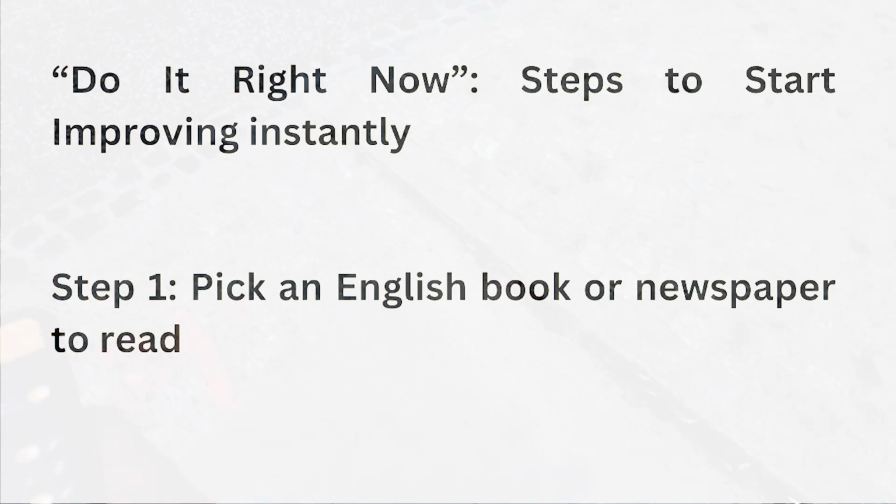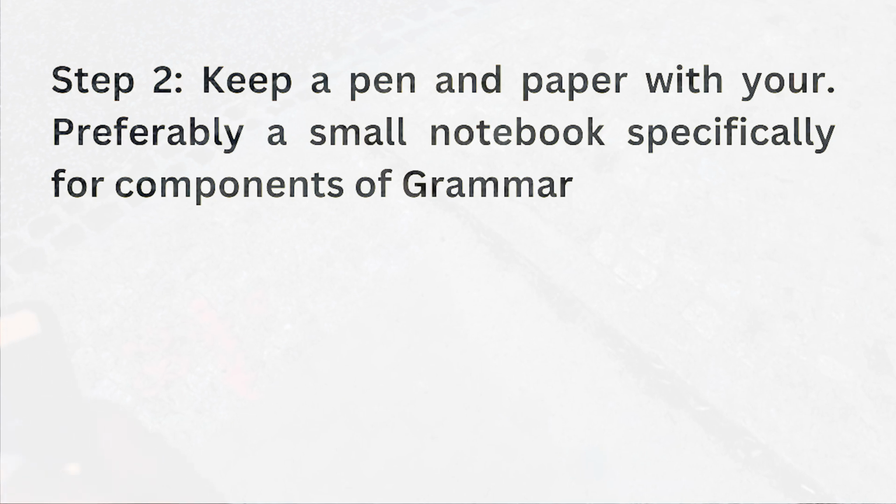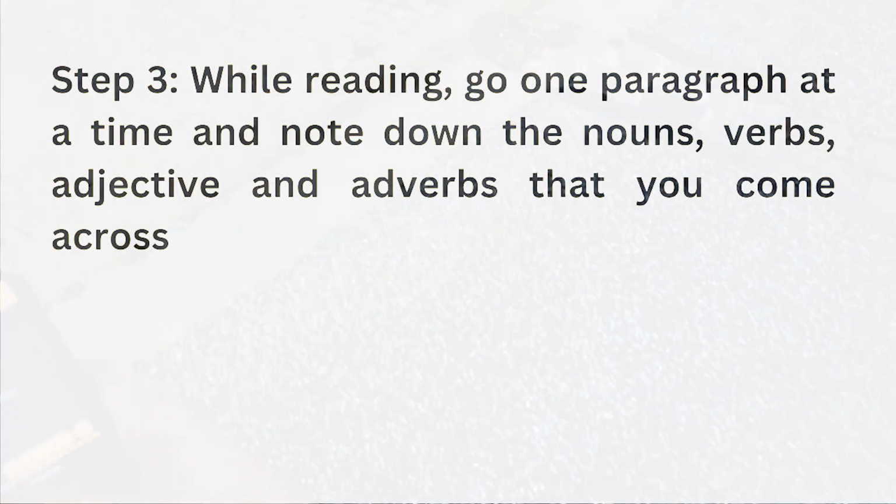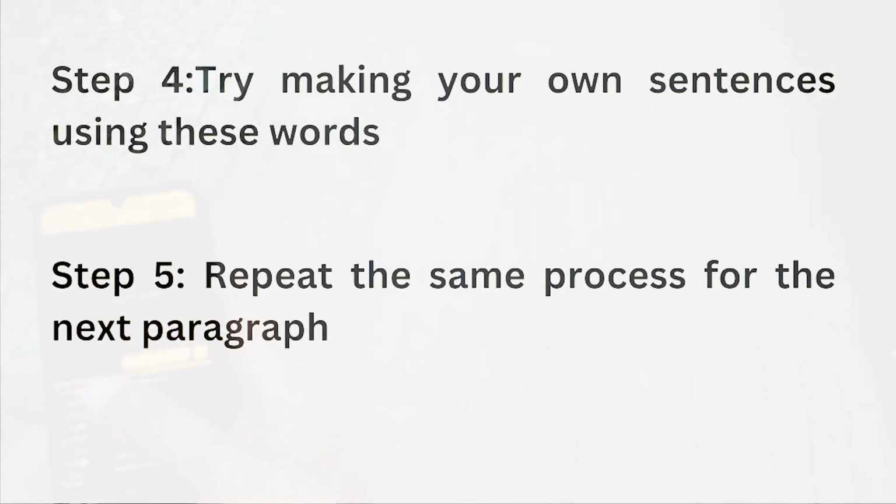Step 1. Pick an English book or newspaper to read. Step 2. Keep a pen and paper with you, preferably a small notebook specifically for components of grammar. Step 3. While reading, go one paragraph at a time and note down the nouns, verbs, adjectives, and adverbs that you come across. Step 4. Try making your own sentences using these words. Step 5. Repeat the same process for the next paragraph.